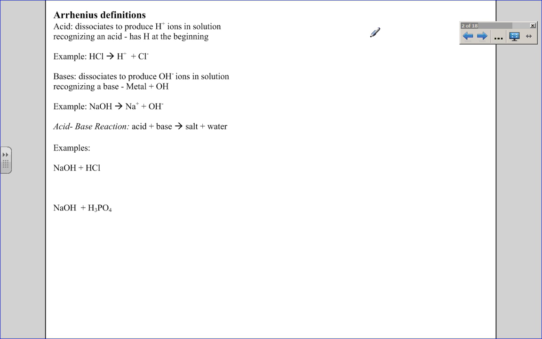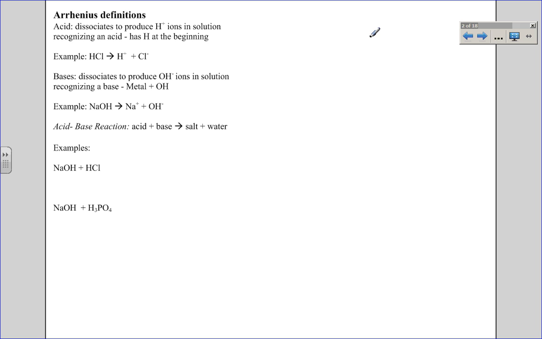Next, what we're going to do is look at the definitions of acids and bases. There are actually three main definitions of acids and bases. And this year we're going to examine two of them. We're going to look at the Arrhenius definition, which is the most basic definition of acids and bases. And then we're going to look at some of the flaws that it has, which will lead to a new definition of Bronsted-Lowry acids and bases.